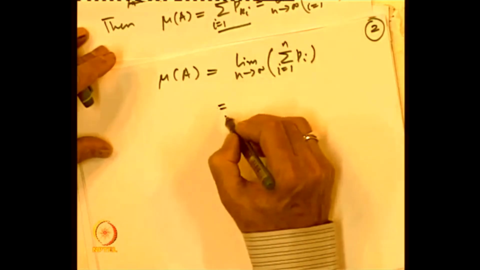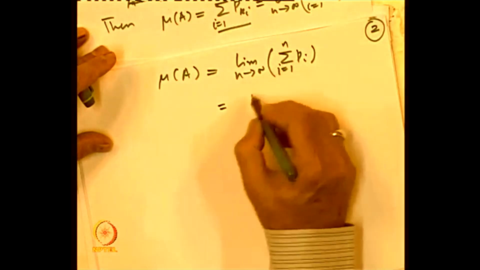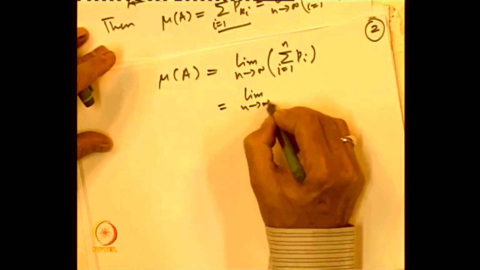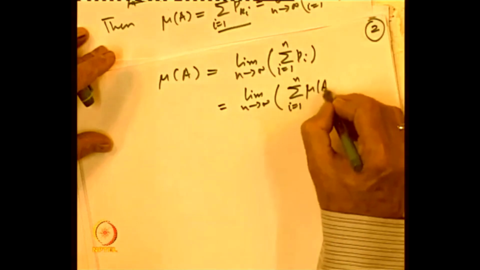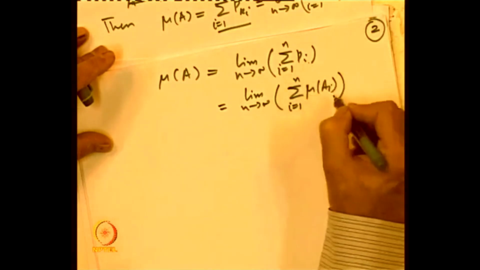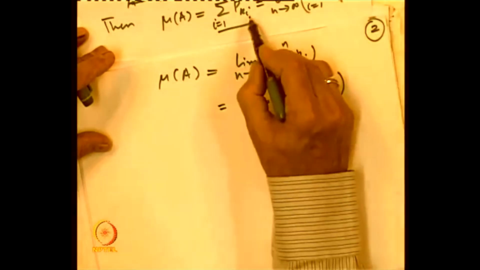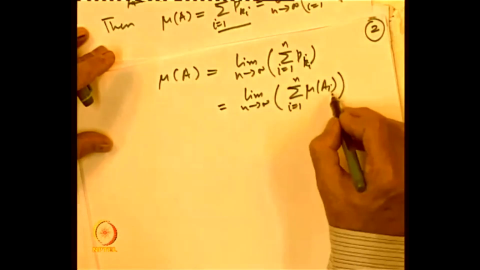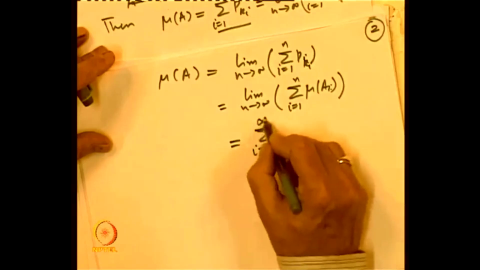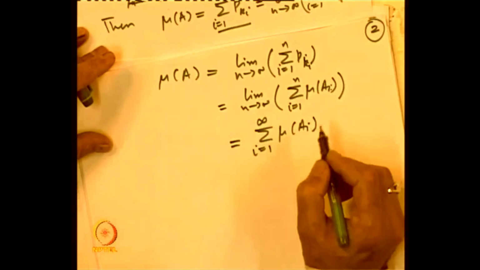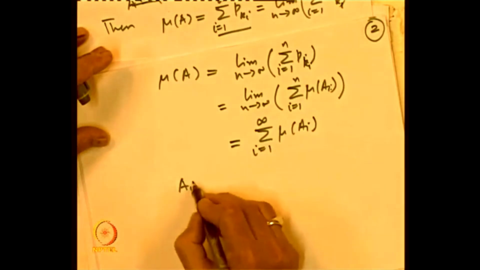Okay, but that means what we want to check is that it is the summation of mu of each Ai. So this is the limit as n goes to infinity of the summation i equal to 1 to n of mu of Ai, because each one is p of ki, sorry, this is summation p of ki, so this is ki and this is mu of Ai, so that is equal to the summation i equal to 1 to infinity of mu of Ai. So mu of A is equal to the summation of mu of Ai whenever Ai is a singleton set.